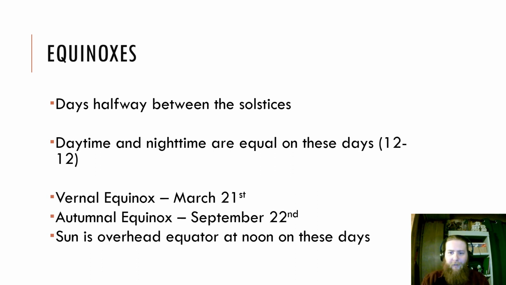And then in between the solstices, we have equinoxes, and equinox means equal night. And this is exactly what happens on these days. The daytime and nighttime are equal. So we have 12 hours of daytime and 12 hours of nighttime. The vernal equinox, or the spring equinox, happens on March 21st, and the autumnal equinox, or the fall equinox, happens on September 22nd. And on these days, the sun is directly overhead at the equator, instead of that 23.5 degree line on either side.